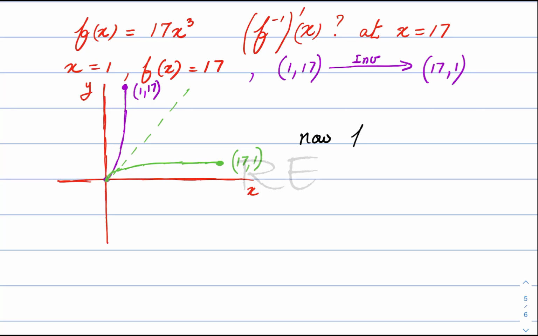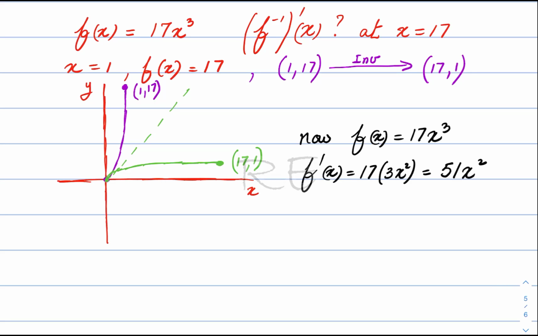Now, f of x is equal to 17x cubed. f prime of x, we have to calculate the derivative, will be 17 times 3x squared, which is 51x squared. The slope of the original function at x equal to 1, f prime of x, is equal to 51.